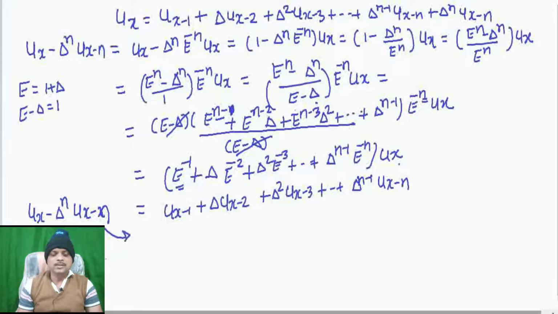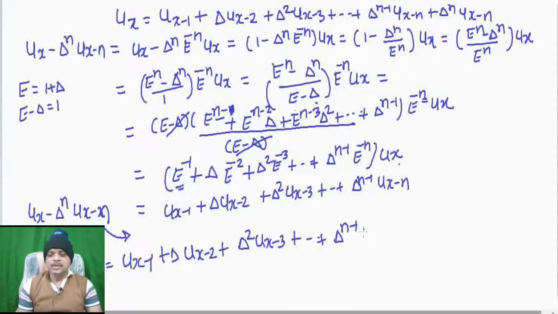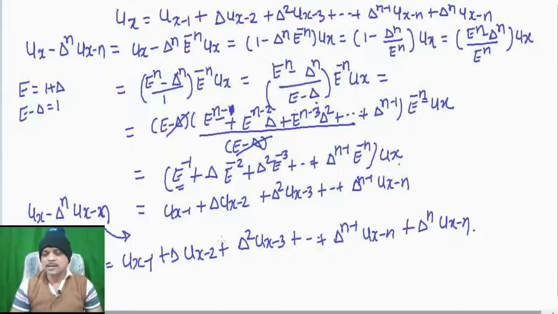So transferring this term to this side, we get ux equal to ux minus 1 plus delta into ux minus 2 plus delta square ux minus 3 plus delta raised to n minus 1 ux minus n plus delta raised to n ux minus n. So this is our required result. Now we prove one more identity.